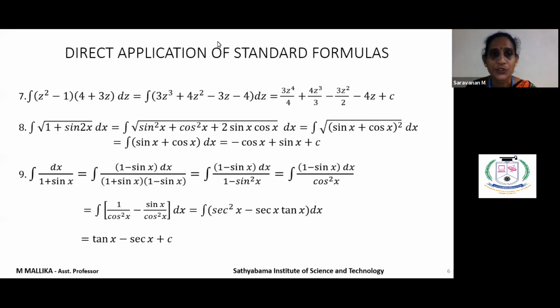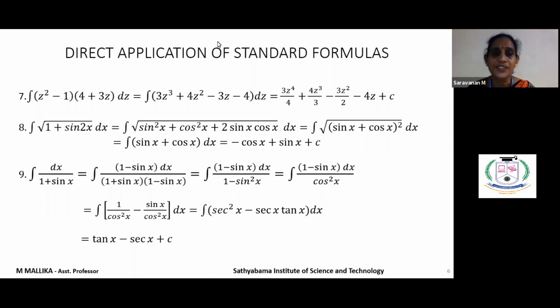Before that, I just want to mention one more thing: if you want to integrate a function, it will not always be in standard form. Sometimes you have to simplify the function, or make some adjustments and bring it to the standard form. One of the examples is example number 8. In this, you have integral of square root of 1 plus sine 2x. As such, you don't have a direct formula for integrating this function.